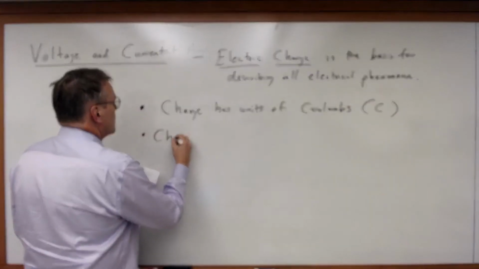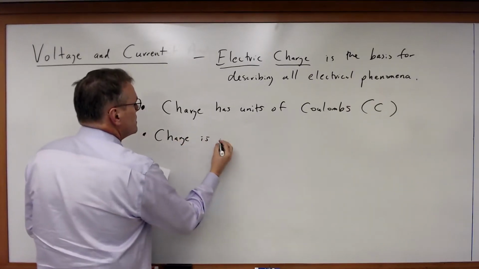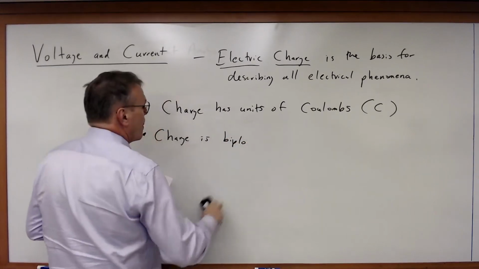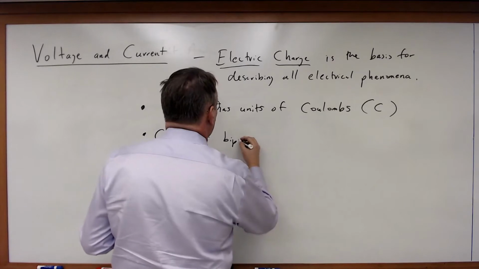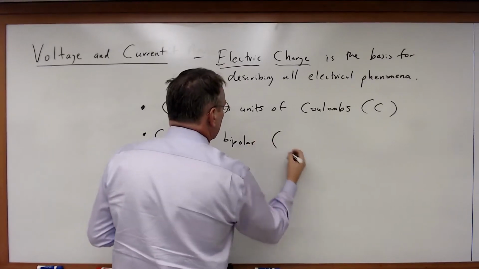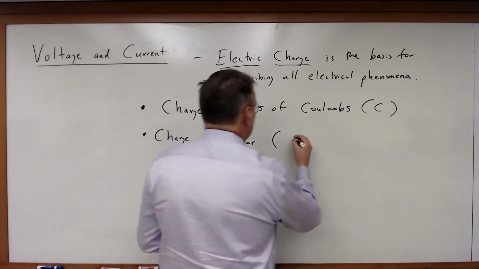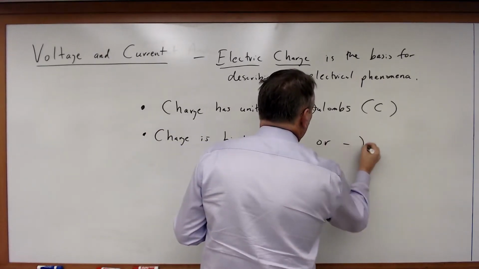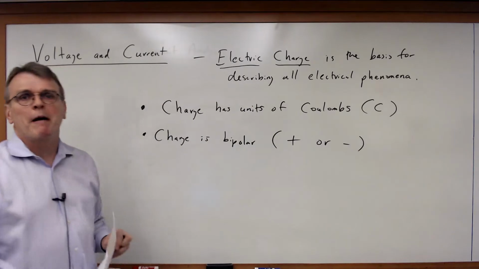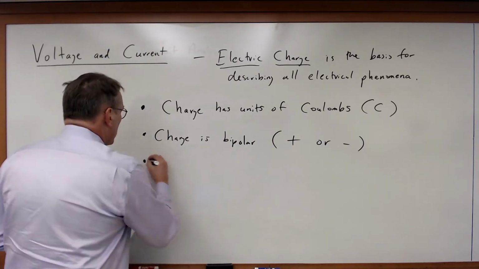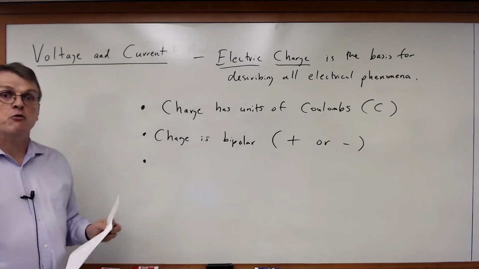Second, charge is bipolar. And what do we mean by that? It means charge can be positive or negative, which we indicate by plus or minus for positive or negative. And charge also exists in discrete quantities.